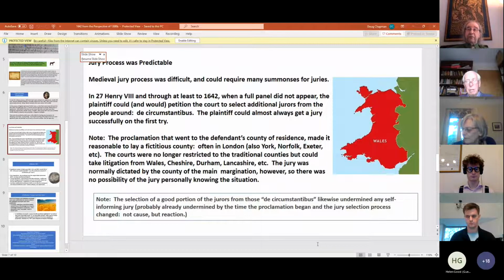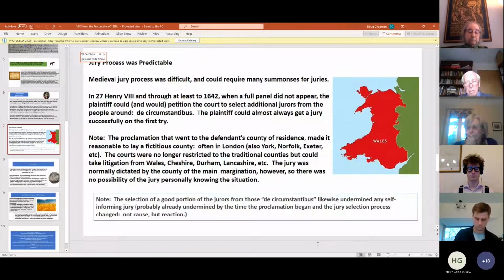If that happened, the jury would come from there too, even if the defendant was resident in Wales and, say, had never been in London. The jury would still be outside your place of residence. That means that any hope that the jury would be self-informing was just completely gone. No one on the jury might be from your own area, and so the expectation that one would have had in 1300 that the jury would come from your locality evaporated.